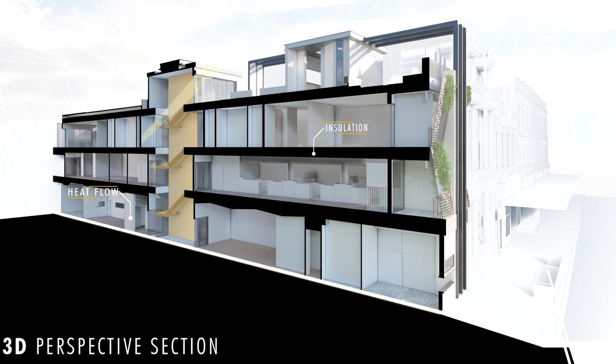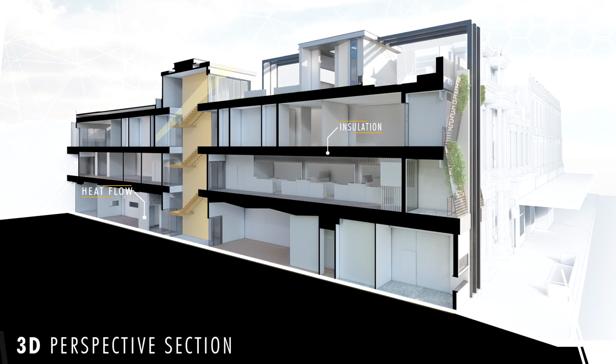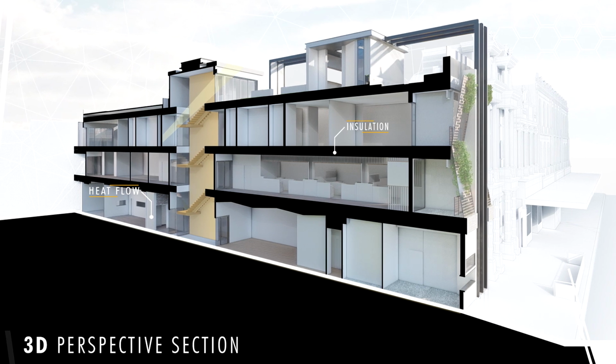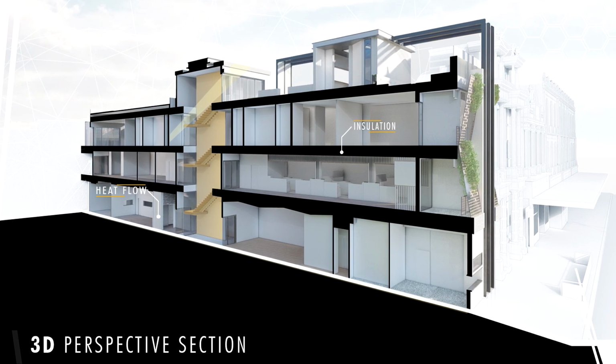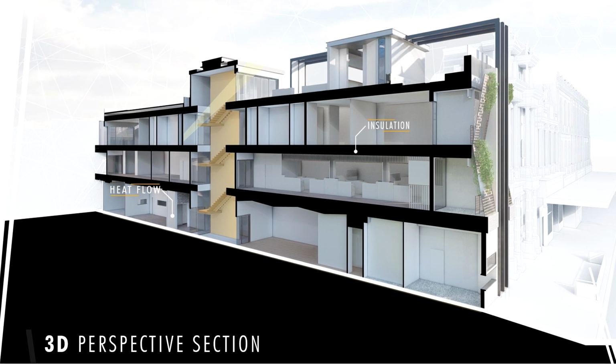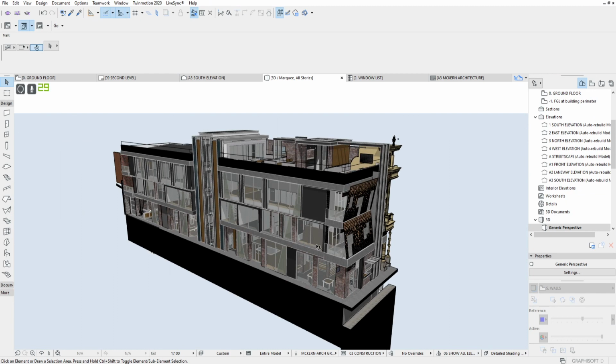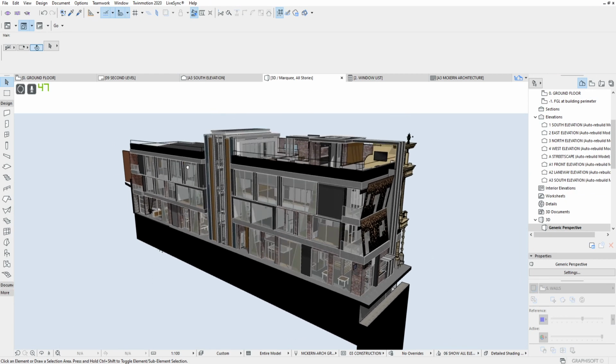Hey guys, today I'm going to be showing you how to create a 3D sectional render using Lumion and Photoshop in combination. I'm using ArchiCAD. You can use whatever program you like for the initial building. So let's get started.